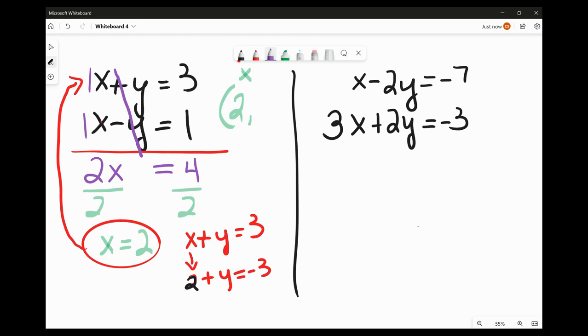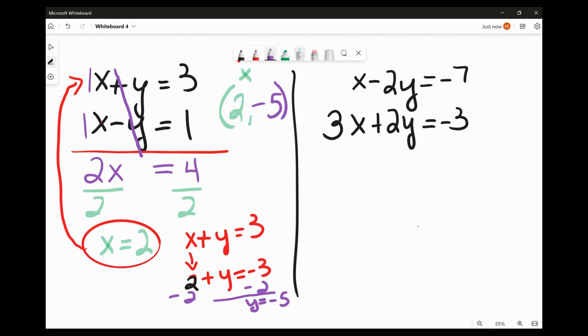And so now I'm just going to solve this like I would to solve for y. I'm going to subtract the 2 on both sides. I'm going to get y equals -5. That's the coordinate for the y value. And that's how I would solve a system using elimination. That's one of the really straightforward problems.